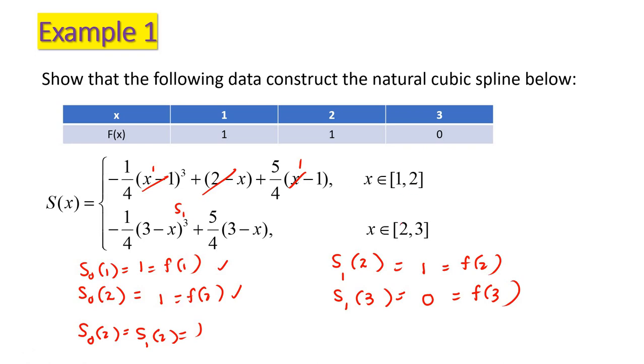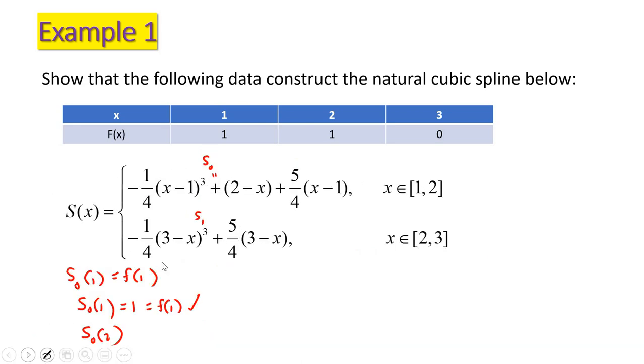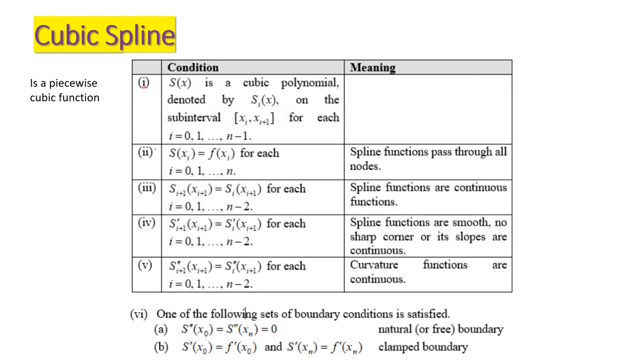In the connectivity, when you plug in x equal to 2 in S1 and plug in 2 into S0, the S node at x equal to 2 will be equal to S1 at x equal to 2. This is the condition number 2, 3. I have shown number 2, number 3.